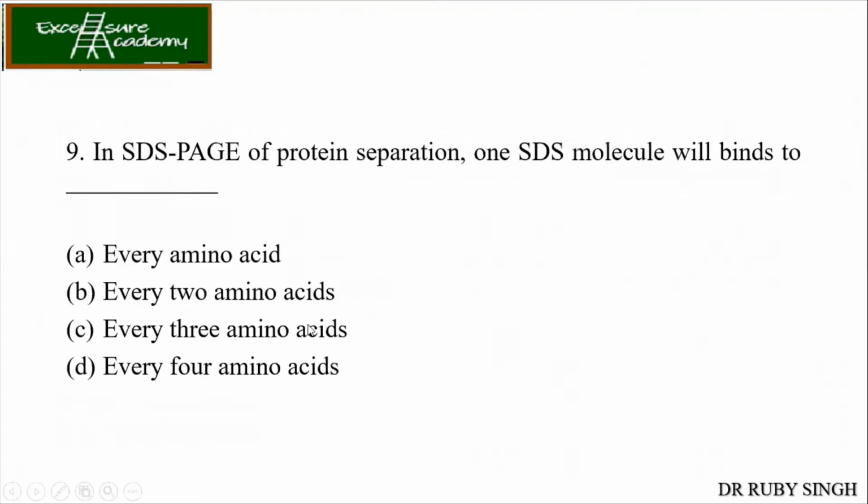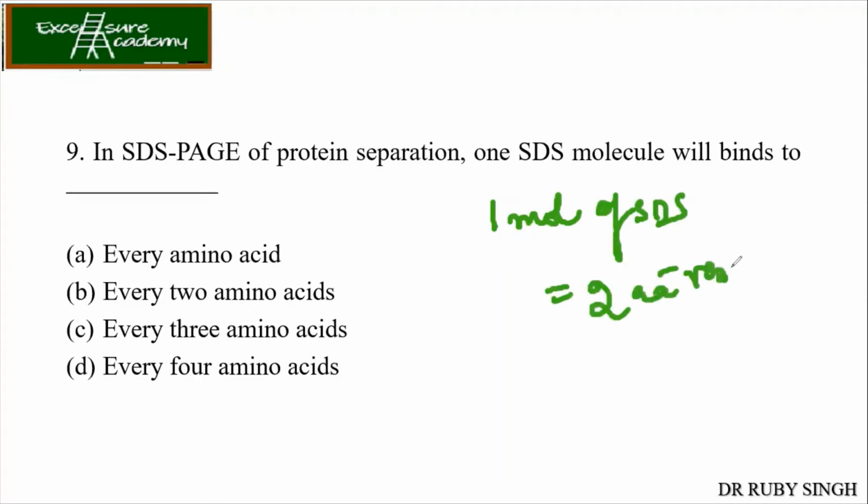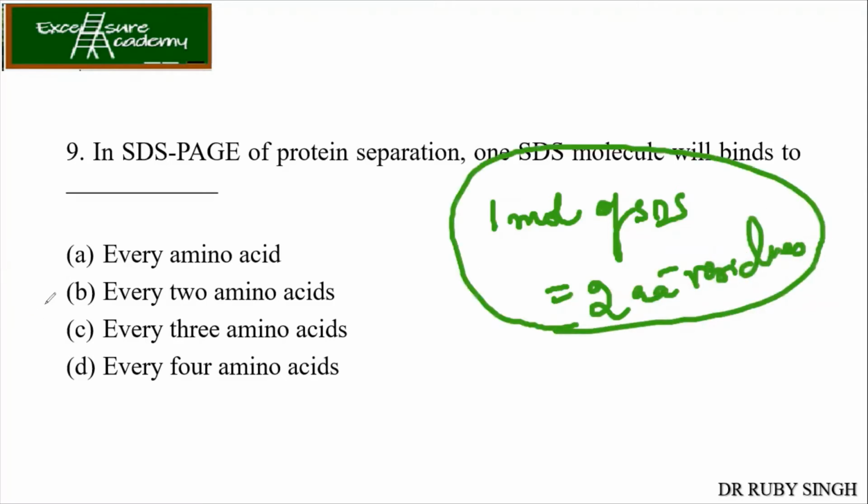In SDS-PAGE of protein separation, one SDS molecule will bind to dash. So this many a times I have repeated in the class that one molecule of SDS will always bind to two amino acid residues. So this I have taught many a times in the class. So the answer is every two amino acids.